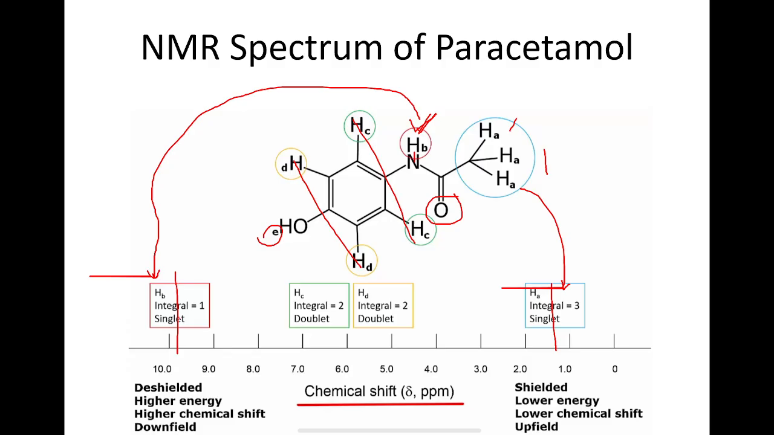Good. What about C and D? C, they're both equal, so we get a signal here. For D, we get a signal here. Why is D more de-shielded, more downfield than C? Interesting, yes.